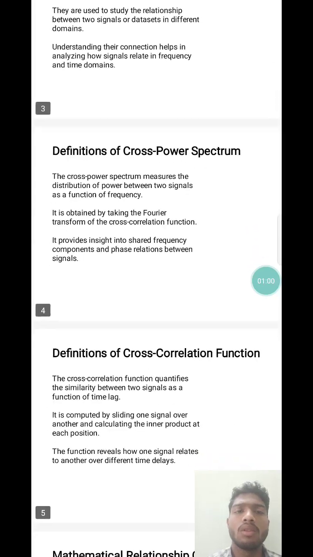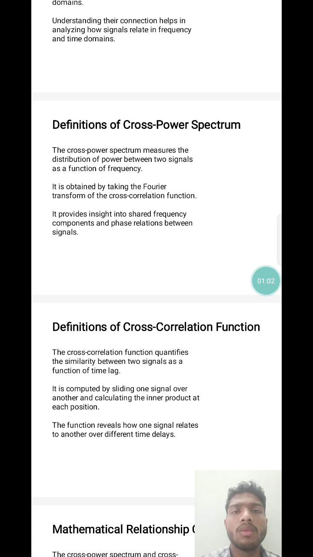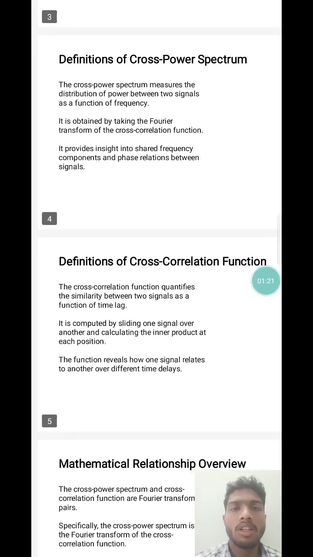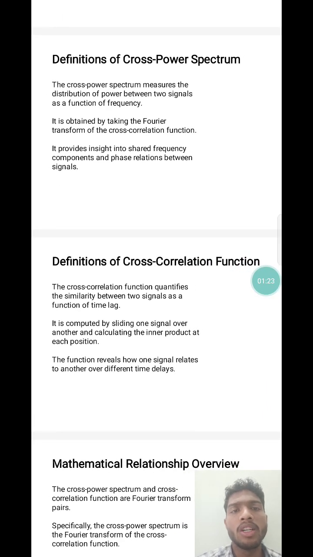Definition of cross power spectrum. The cross power spectrum measures the distribution of power between two signals as a function of frequency. It is obtained by taking the Fourier transform of the cross correlation function. It provides insight into shared frequency components and phase relations between signals.